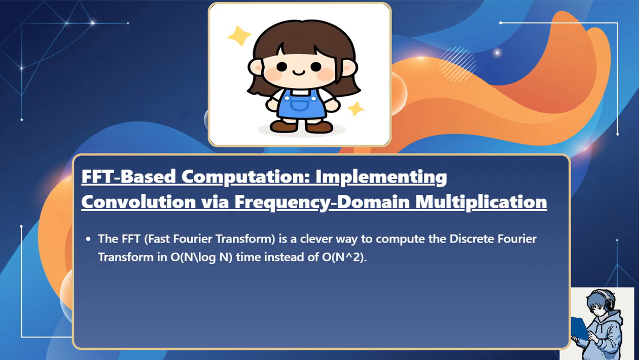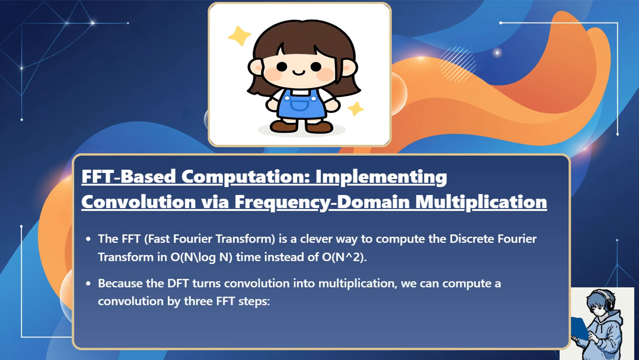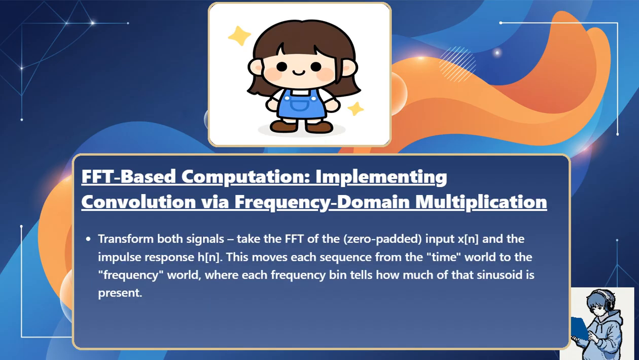The FFT, fast Fourier transform, is a clever way to compute the discrete Fourier transform in O of n log n time instead of O of n squared. Because the DFT turns convolution into multiplication, we can compute a convolution by 3 FFT steps. Transform both signals. Take the FFT of the zero-padded input x of n and the impulse response h of n.